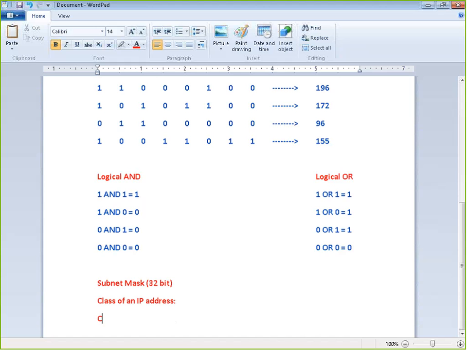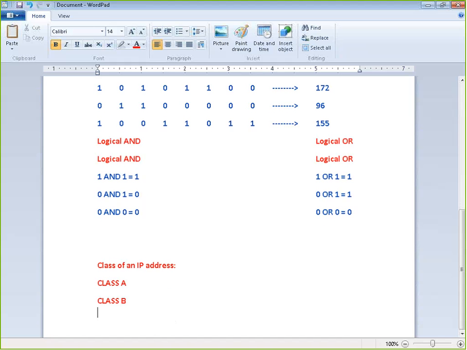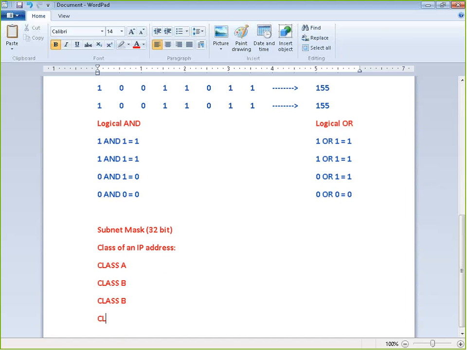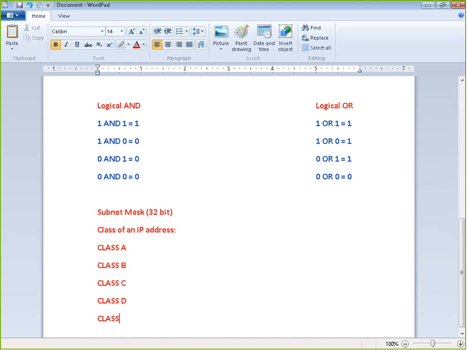Talking about the class, we have class A, class B, class C, then class D and class E. These are the 5 classes of IP addresses that we have, and as I already told you, the class of an IP address is determined by the first octet.